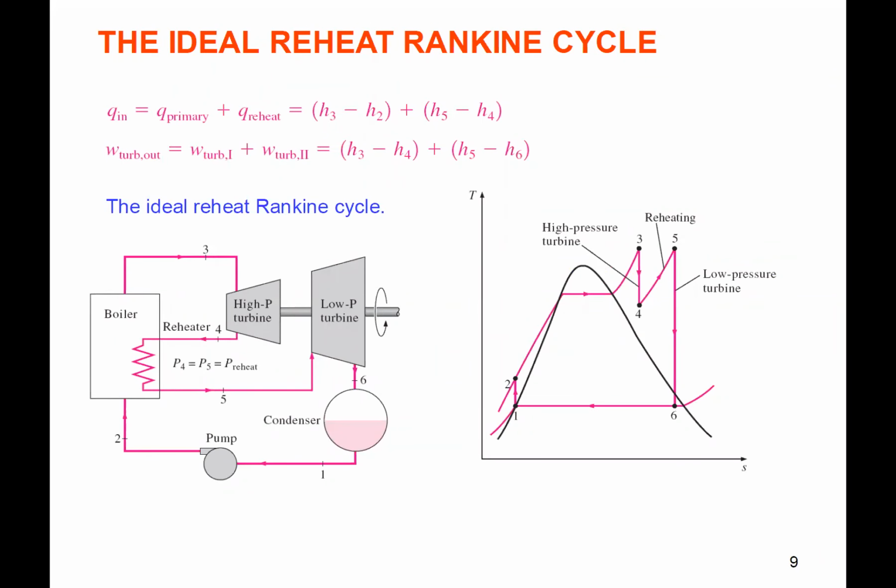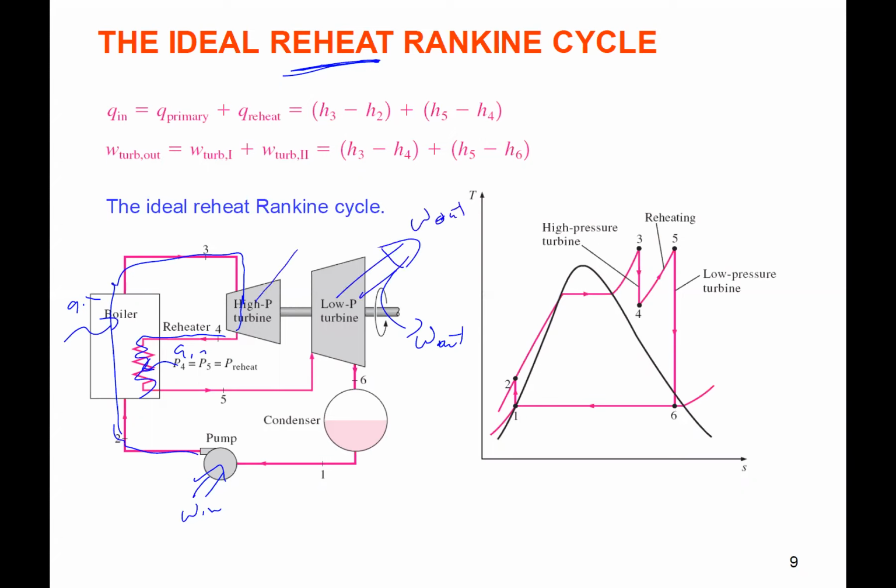Now we add components. The simplest change is a reheat. We still have a pump, a boiler, a turbine, and a condenser, but instead we're expanding a little bit, and then we reheat it. So we have heat in here, but then we have heat in through the reheater. Pump has work in, the turbine has work out. If you want to separate it, you have work out on the low pressure and work out on the high pressure, and heat out from our condenser.